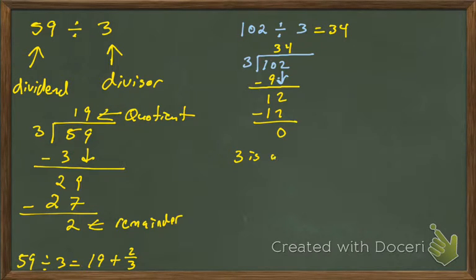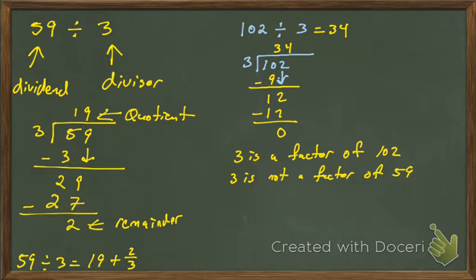Now, because we got a remainder of 0, that means 3 is a factor. That means it divides in evenly. So 3 is a factor of 102, and 3 is not a factor of 59 because we did not get a remainder of 0. The only time it's going to be a factor is if the remainder is 0. All right, so for polynomials, we can do the same thing.